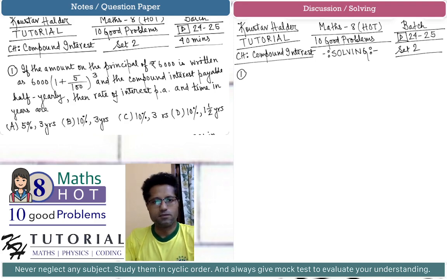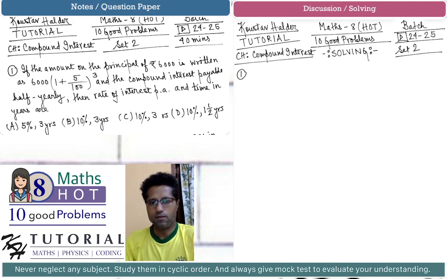The first problem says that if the amount on the principal of rupees 6,000 is written as 6,000 multiplied by (1 plus 5 by 100) to the power 3, and the compound interest is payable half yearly, then the rate of interest per annum and time in years are? Okay, as far as the general formula is concerned, that I discussed in the other playlist, CBSE Maths 8 RS Agarwal, if you have not watched the last two videos in that playlist on the chapter of compound interest, please watch those videos.